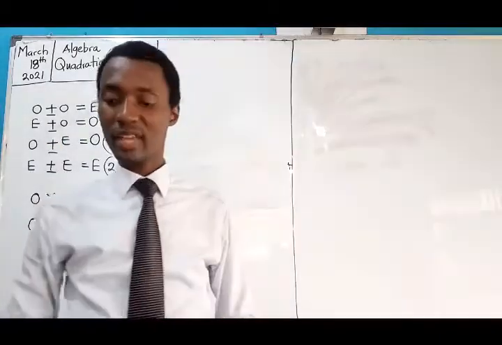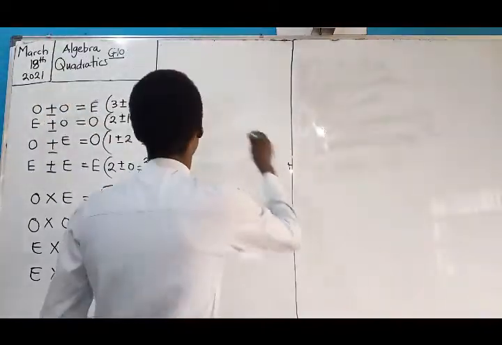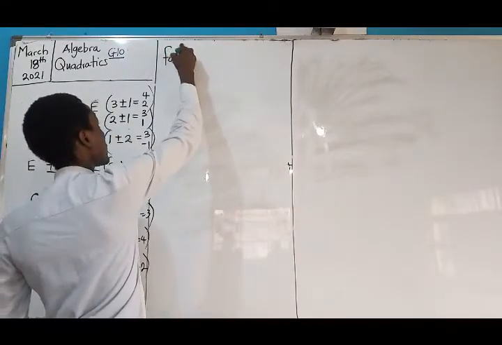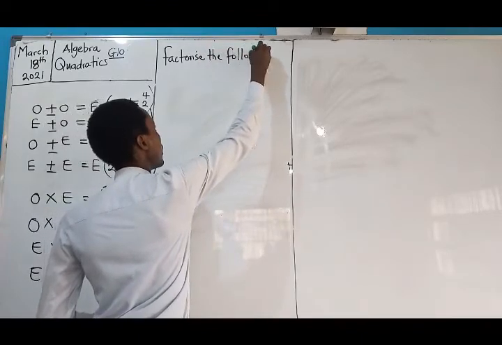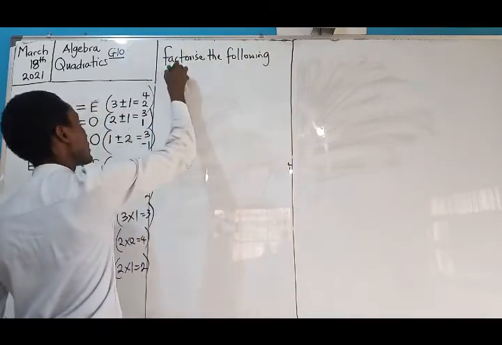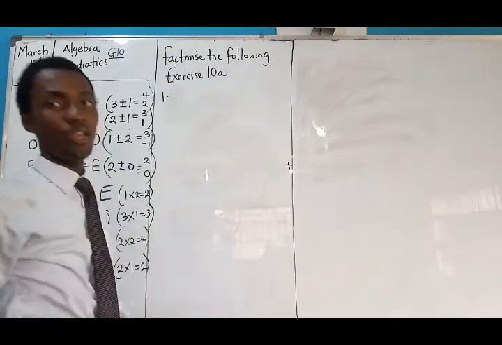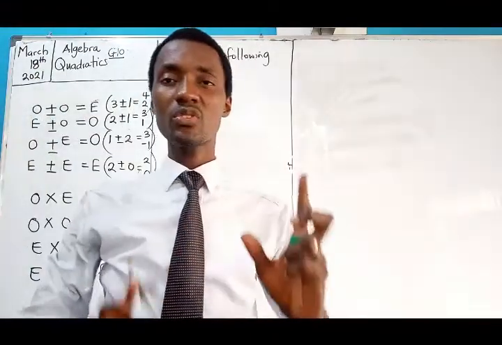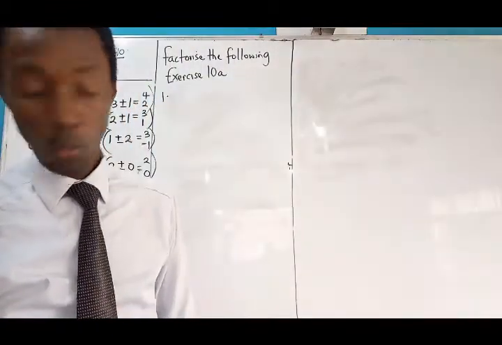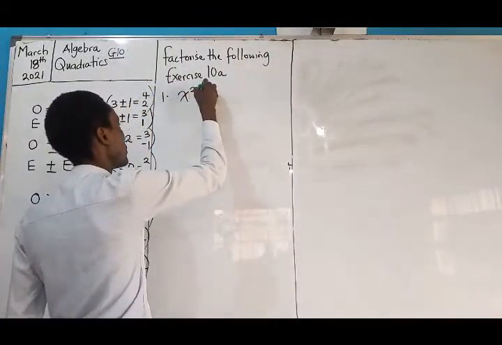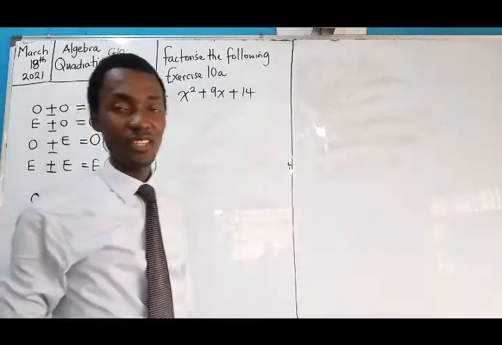So straight away we go into Exercise 10A. And we are told to factorize. Factorize the following. Exercise 10A. Let's look at number 1. I'm going to pick a few of the questions and use them to explain what we expect you to see. In question 1, we are told x squared plus 9x plus 14, to factorize this one out.